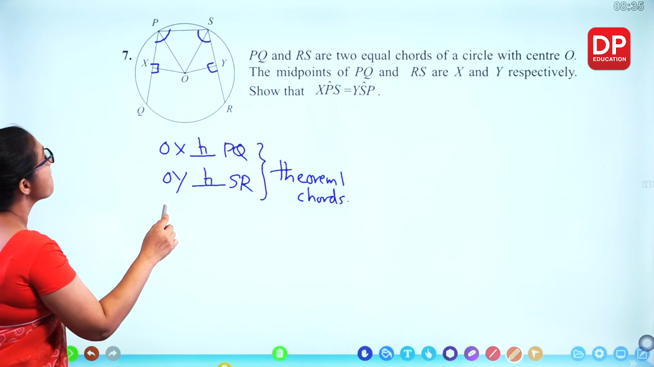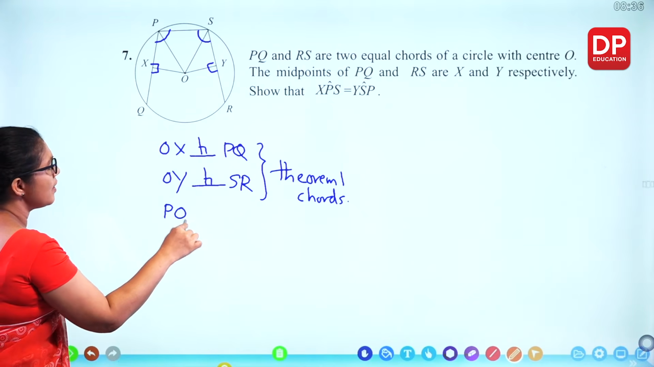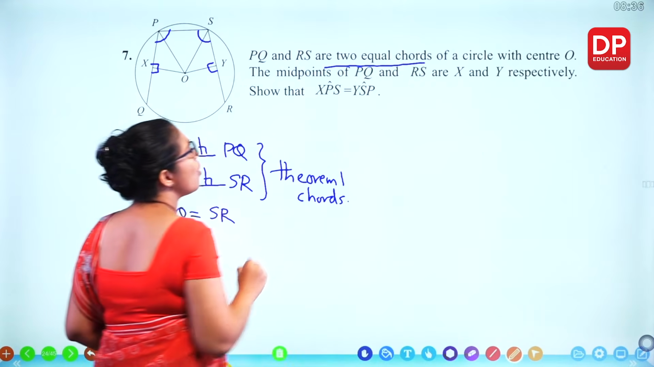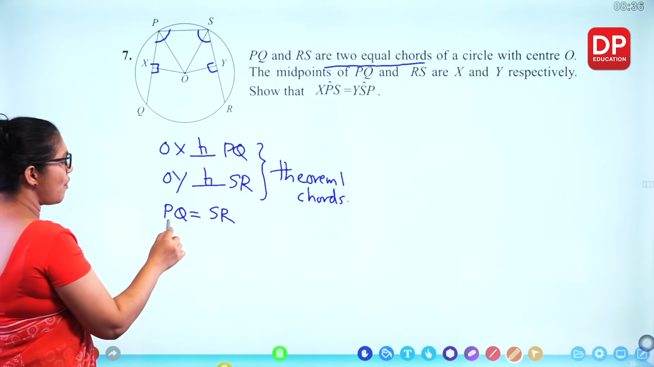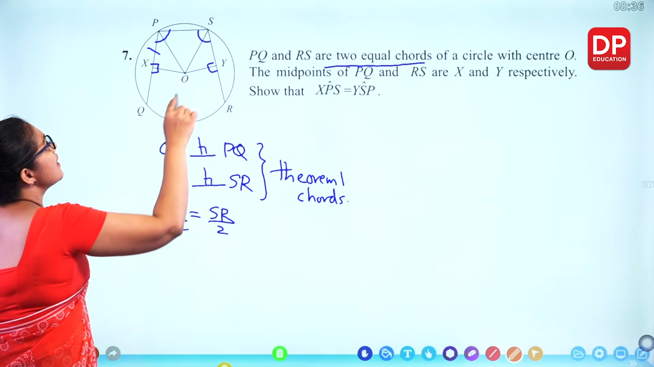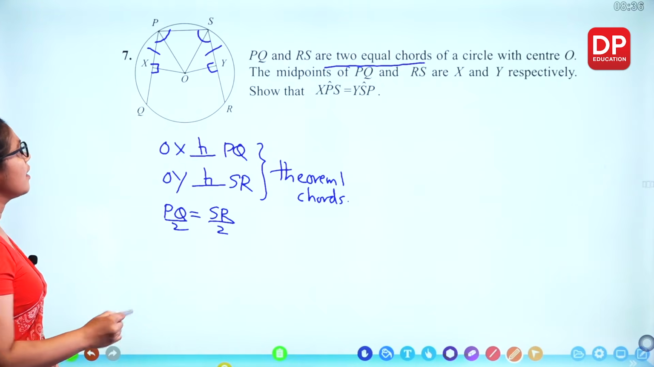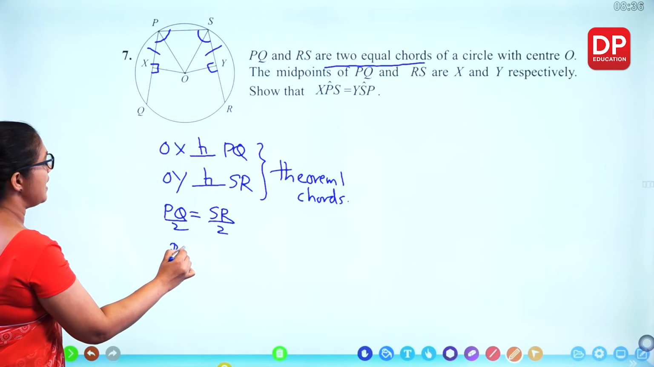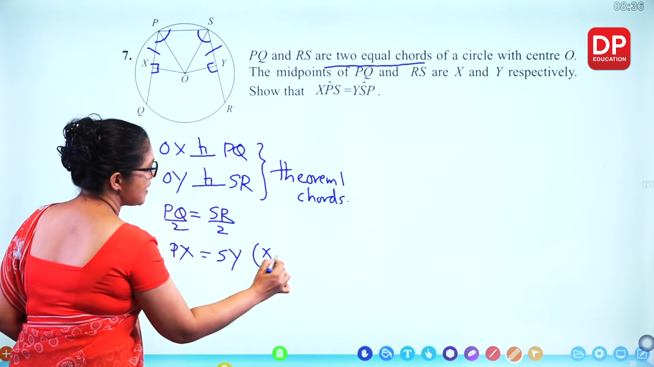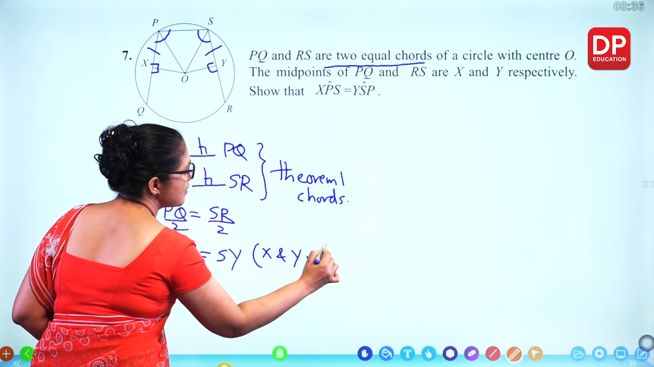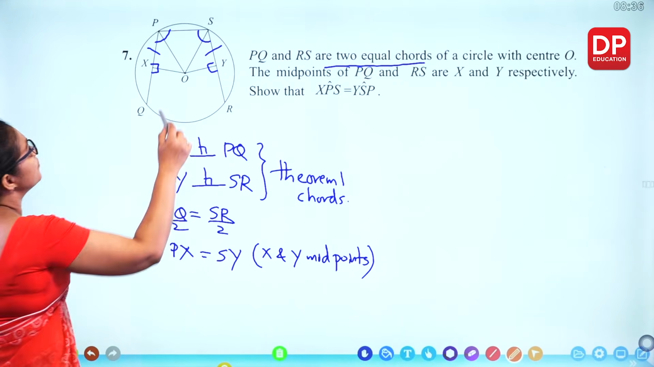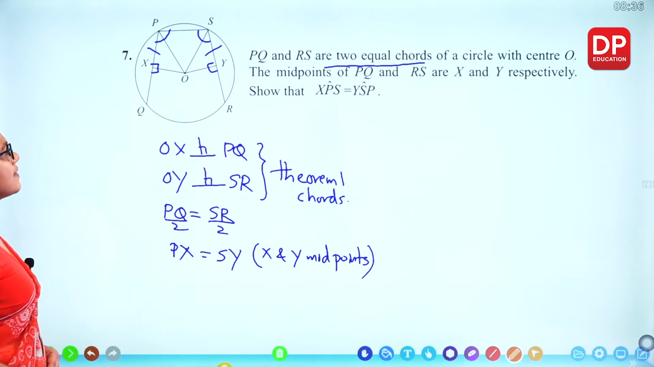We know PQ is equal to SR. It's given because it's two equal chords. So when you take half of this, you get this length and this length. Both are equal. So we can straight away write down PX is equal to SY, because X and Y are midpoints. Now we know these two lengths are equal.